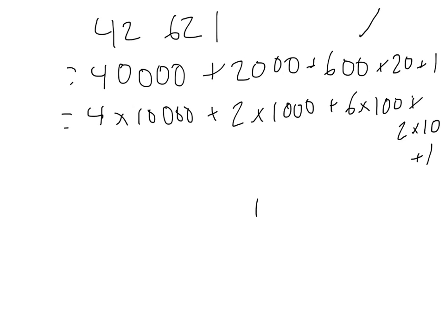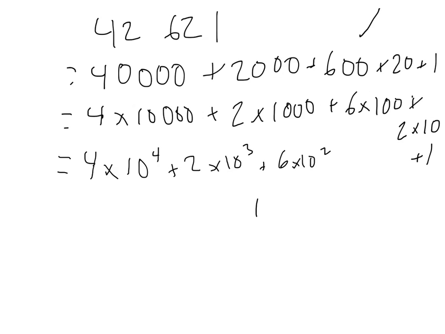So next I need to change some of these into powers of 10. So the way to go about doing that, there's 2 ways: you can do 10 times 10 times 10 until you get the number you're looking for, or you can just count the zeros. 4 times 10 to the 4 plus 2 times 10 to the 3 plus 6 times 10 to the 2.